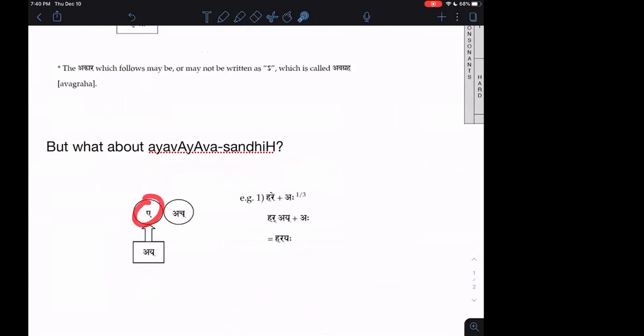So this is ayavayava sandhi. A and ach is ai, right? So for example, we have hare plus aha, we get harayaha. So how come purvarupa-sandhiḥ doesn't apply? You can tell me in the chat. How come ayavayava is applied to this and not purvarupa-sandhiḥ? Short akara. This is a short akara. We're fine with that.